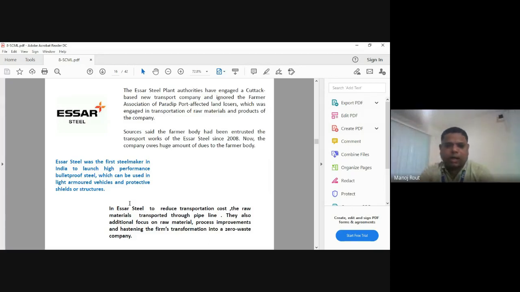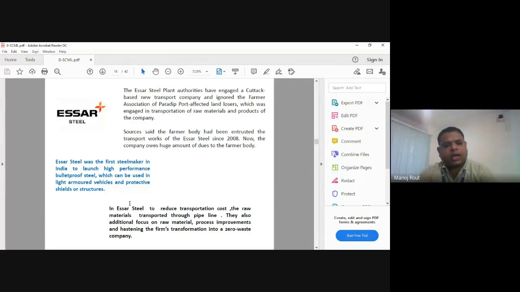Due to that, the company directly rejected the local transportation agency as well as those who lost their land in the case of Essar Steel. And the company started one more policy.